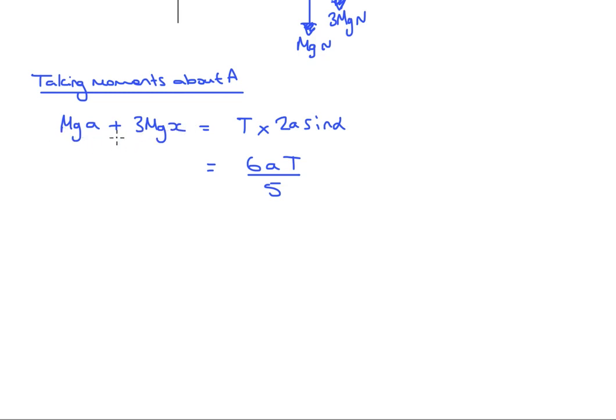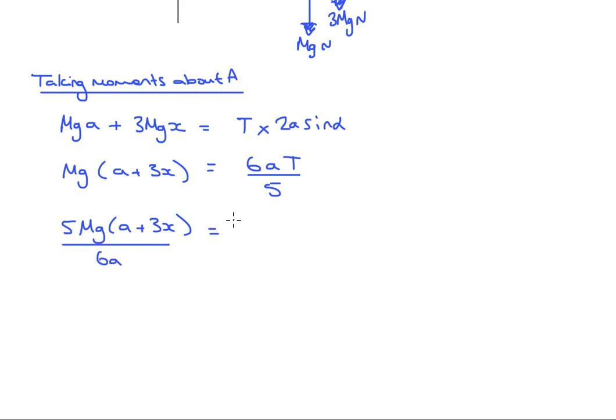On this side, we've noticed we've got an m and a g, which we can factor out. The last couple of steps are dead straightforward. We're going to need to times by the 5, and divide by the 6A to give us our T. And that's what we had.